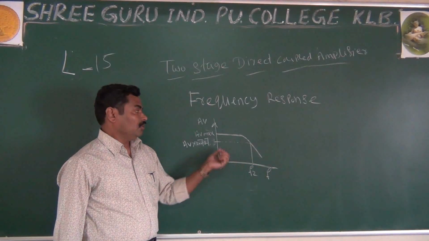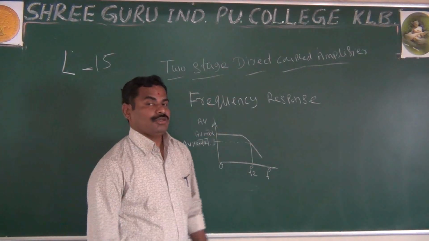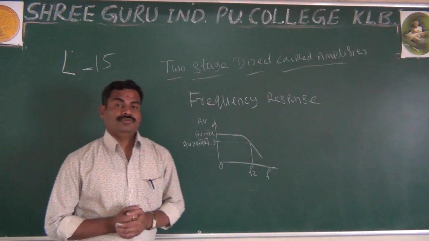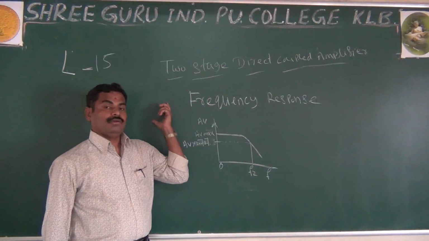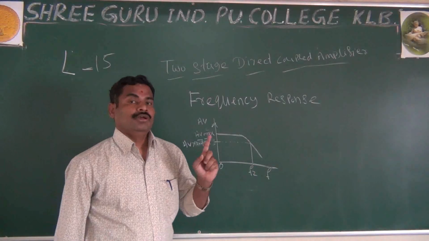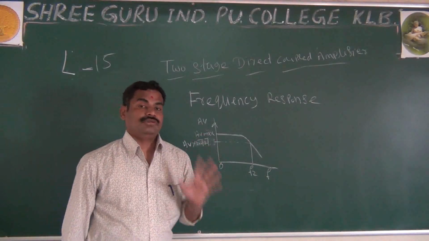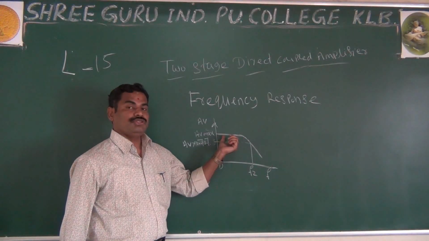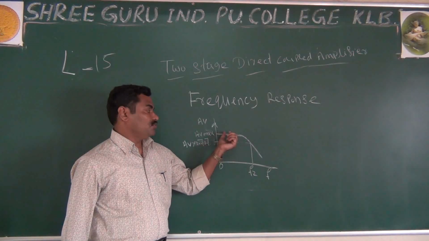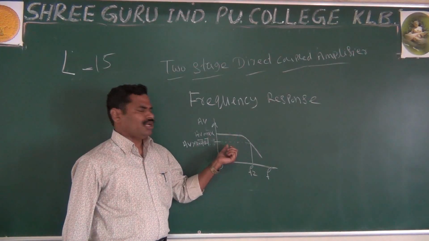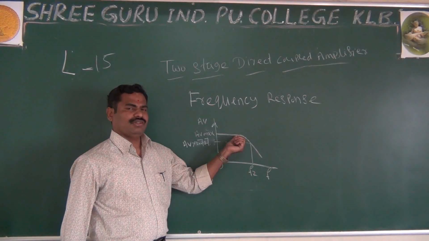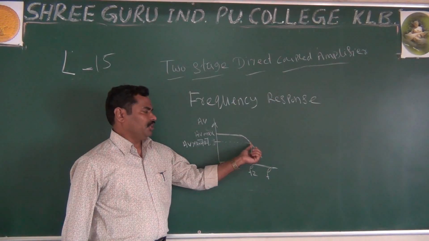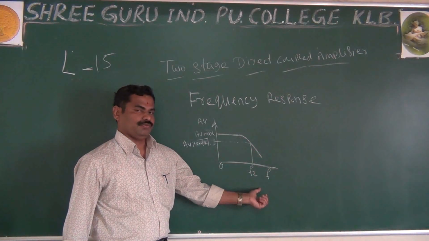As I said, the name indicates direct coupled amplifier. It is only used for low frequency amplification signals. Why are you using the direct coupled amplifier? Only for low frequency amplification signals. That's why you see here for low frequency as well as the mid-band frequency, the gain will be constant. This curve is so flat for low frequency as well as for the mid-band frequency. Only for high frequency the gain reduces.